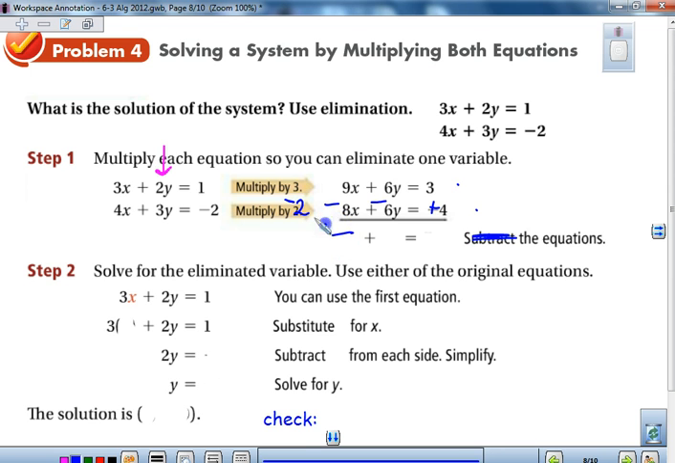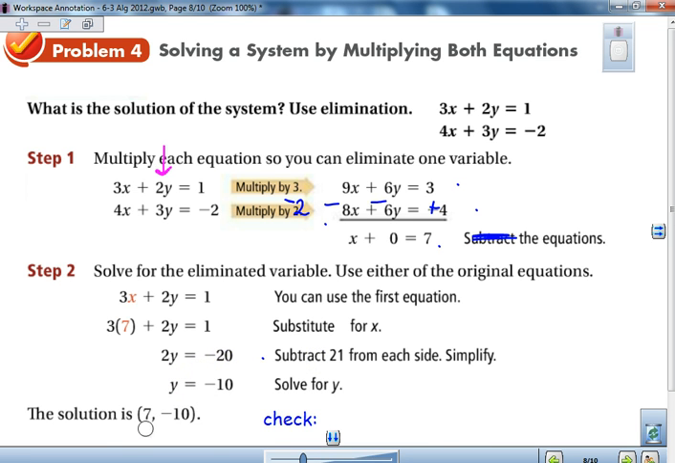So we are going to now end up with 1x, or x, plus 0 equals 7. Once we get that solution, we're going to substitute in 7 for x in our first equation. We begin to solve, and 2y equals -20, and we subtract 21 from both sides. We now want to divide by 2, and our solution is -10. So remember, our ordered pair is (7, -10).